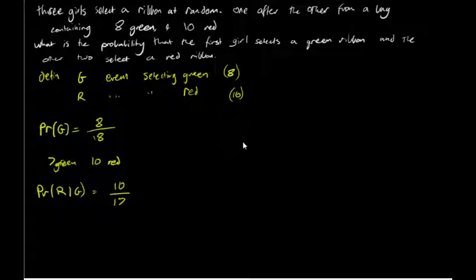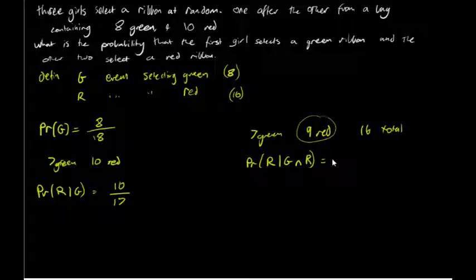Then the next one selects another ribbon. So we're finding that there's going to be 7 green and 9 red left. So 16 in total. So now we want to find the probability of selecting a red, given that we've chosen a green and a red. So we want a red, which is 9 out of the total, which is now 16. So it's 9 out of 16.